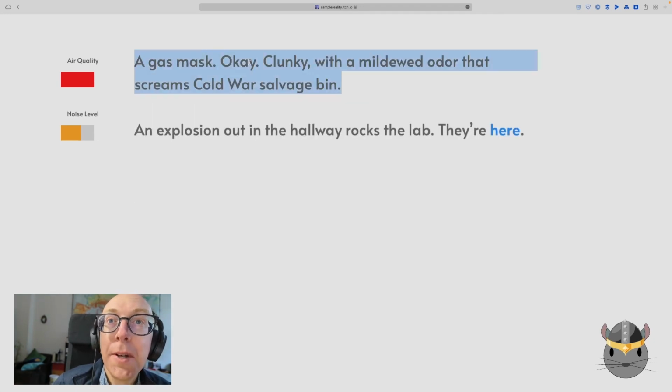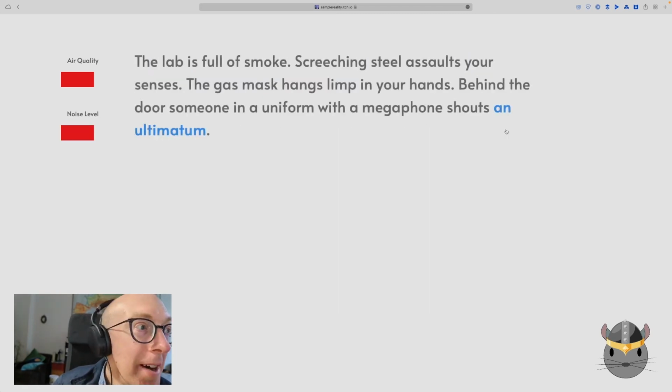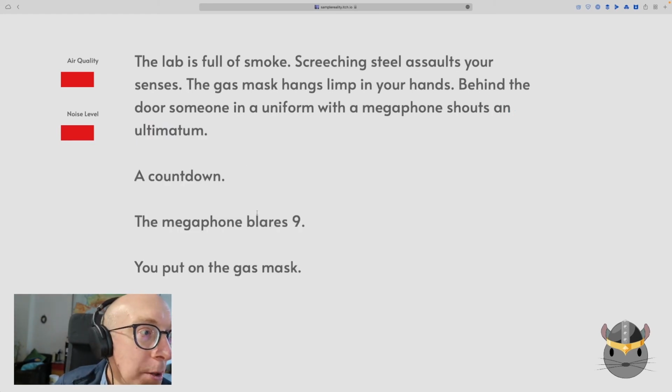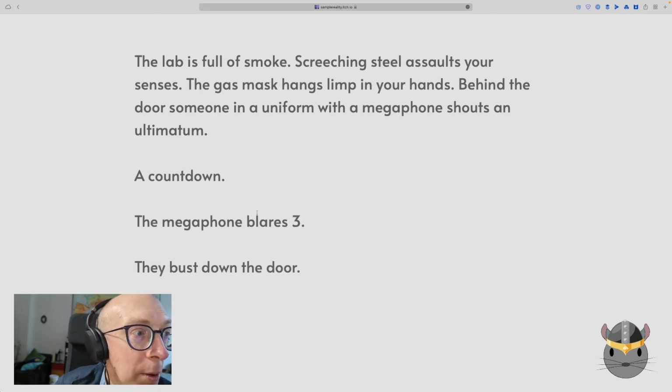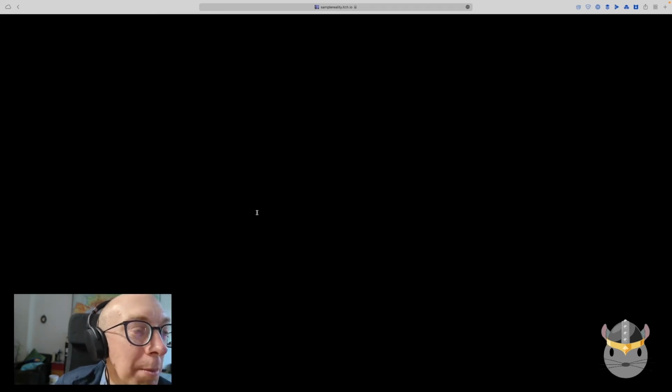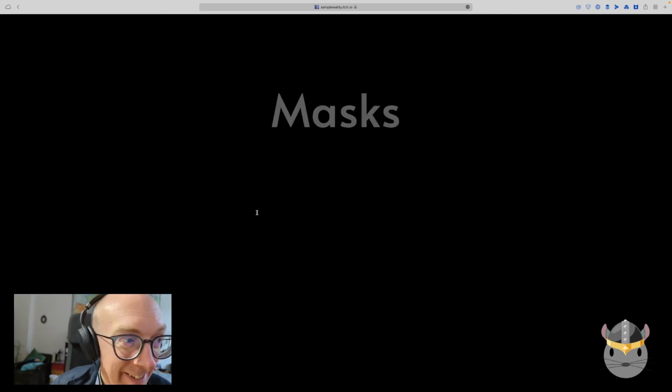A gas mask. Okay, clunky with a mildewed odor that screams Cold War salvage bin. Uh-oh. An explosion out in the hallway rocks the lab. They are here. Someone with a megaphone shouts an ultimatum. A countdown. 10. You put on the gas mask. 9, 8, 7. Sparks fly from the lab door. 6, 5, 4. An acoustic cannon perforates your bones. 4, 3. The lab equipment goes up in flames. They bust down the door. 2, 1. Behind the gas mask, you weep. Behind the gas mask, you howl.